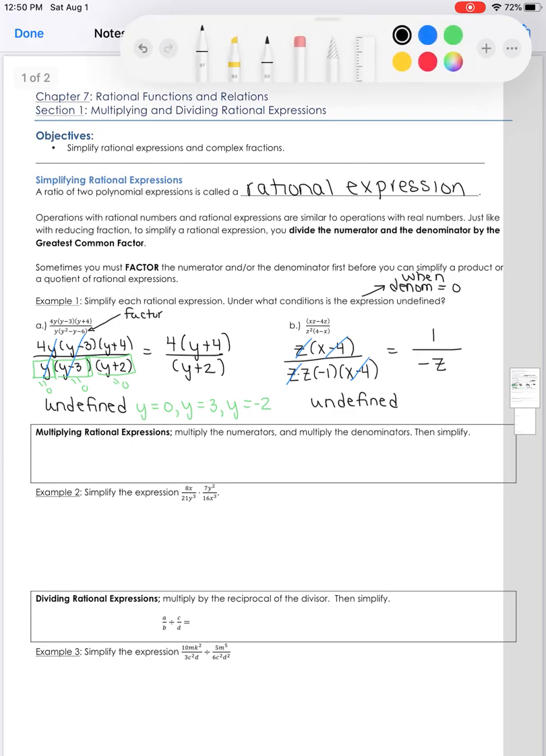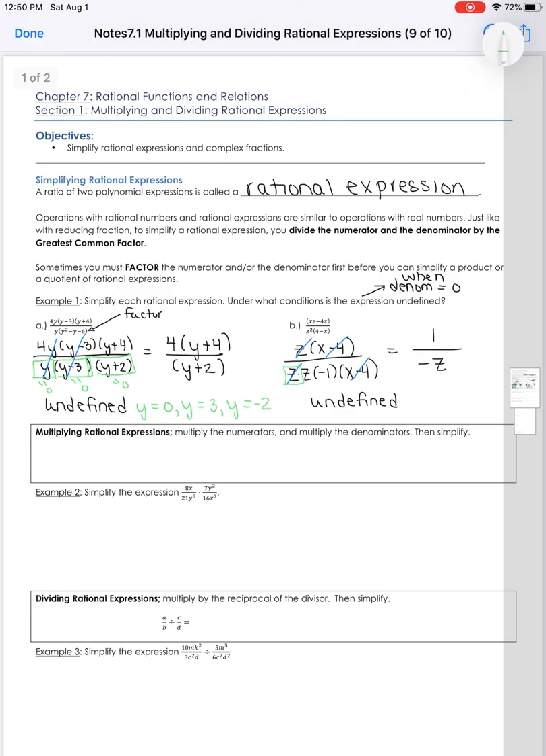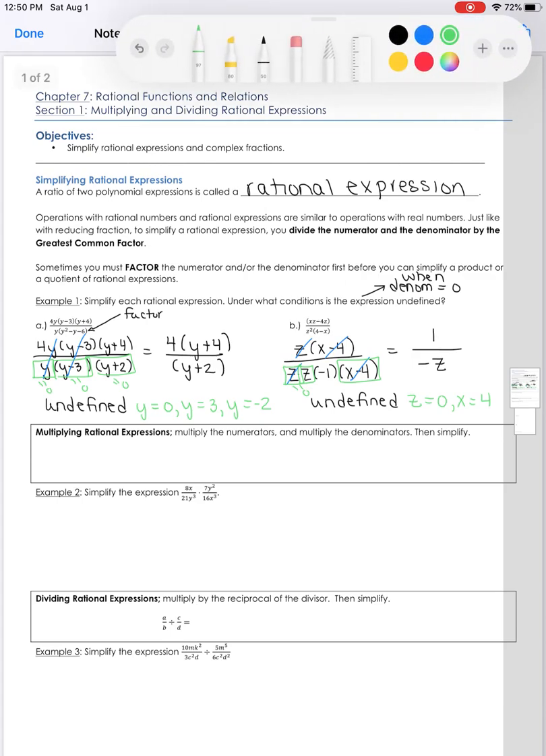Now looking back, where this would be undefined, I've got z's, so if I set those equal to 0, I get z equals 0. And I have x minus 4, which means x would be equal to 4. So those are your instances where this function would be undefined. Now that was simple. That was one term over one term. Now we're going to start to add some operations here.